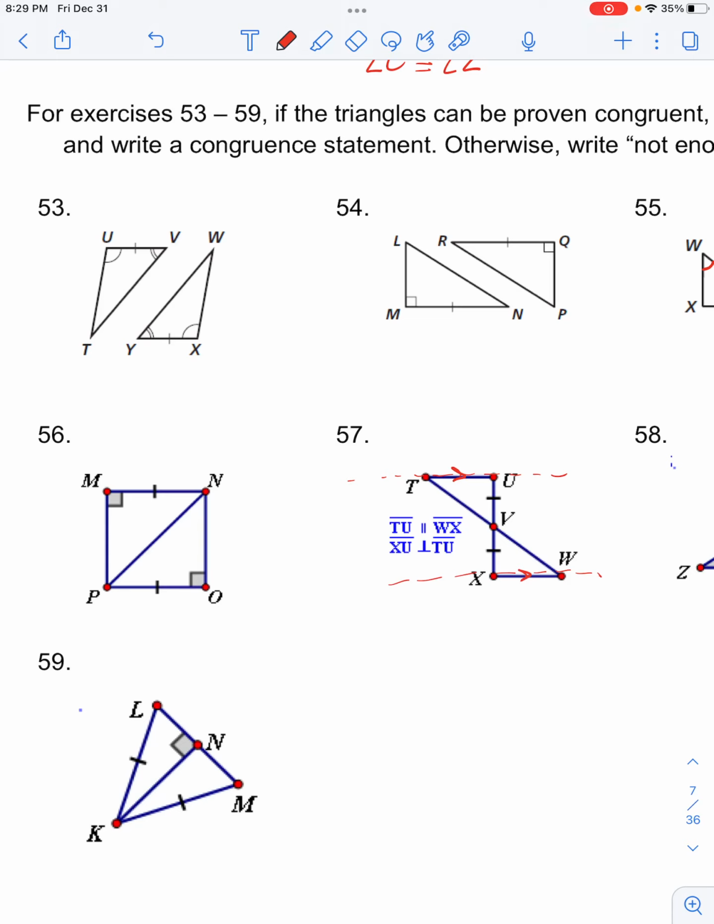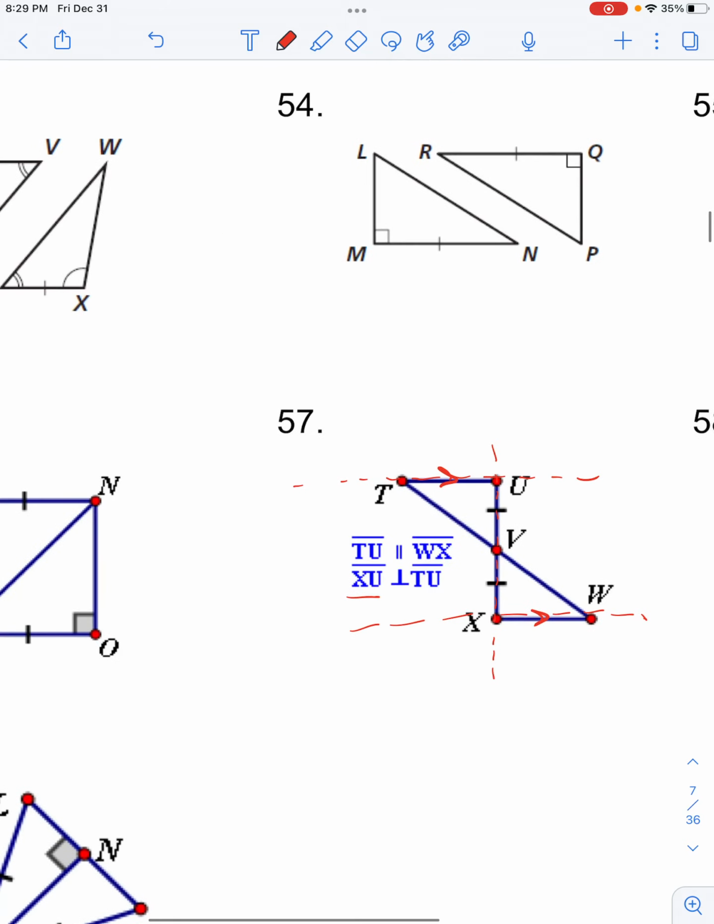And also we're given that the transversal here between these two parallel lines, this segment formed by UX, or in this case it's written as XU, is perpendicular to TU. So right here, this angle we know is a right angle because perpendicular lines form right angles.